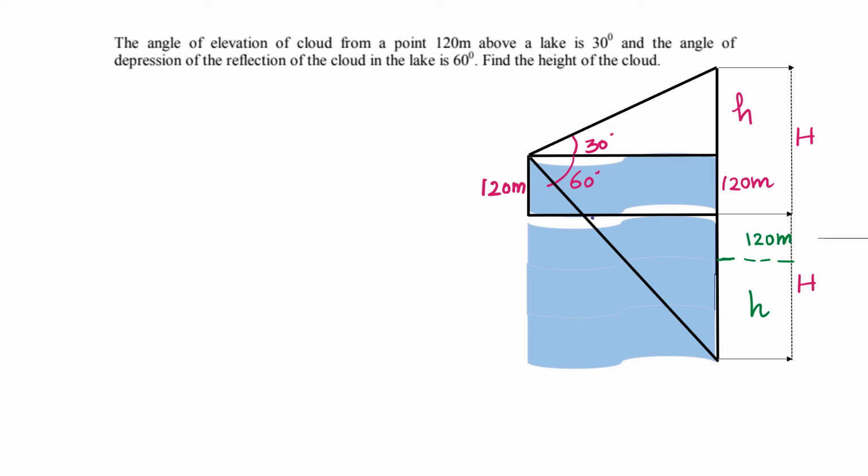So the next problem is: the angle of elevation of a cloud from a point 120 meters above a lake is 30 degrees, and the angle of depression of the reflection of the cloud in the lake is 60 degrees. Find the height of the cloud. See here what they are telling us.